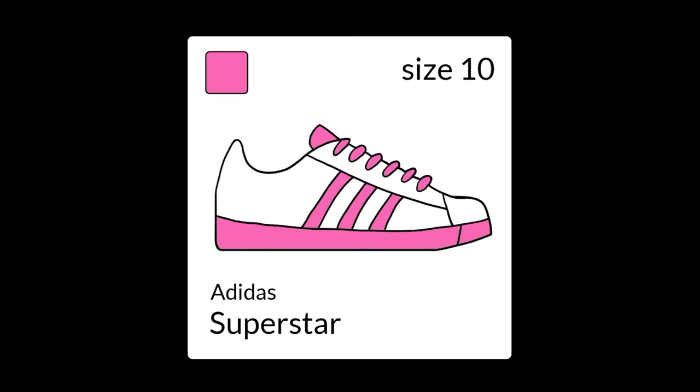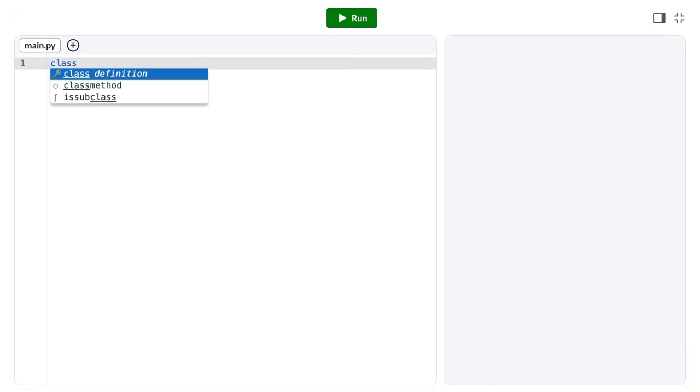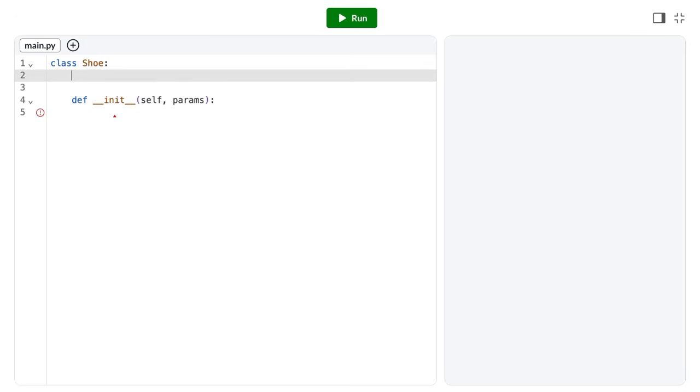Our catalog has hundreds of pairs of shoes, but every pair has some things in common. They all have a name, a color, a brand, and a size. To represent a pair of shoes, the first thing we'll need is a class definition. I'll let the IDE autocomplete this. And I'll name my data type shoe.